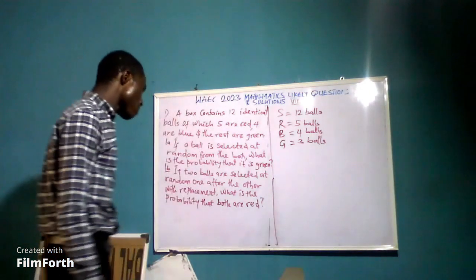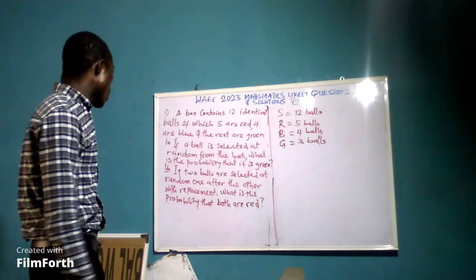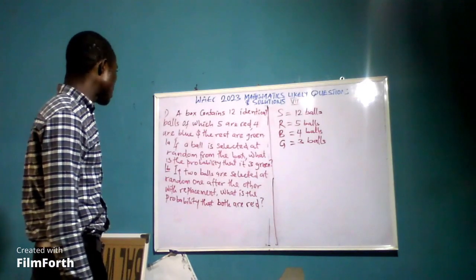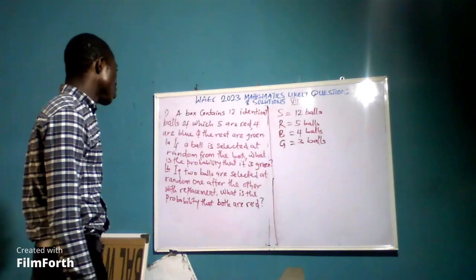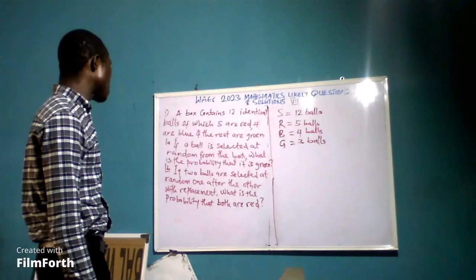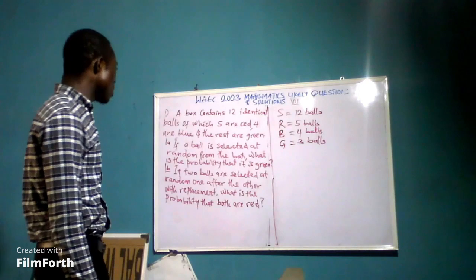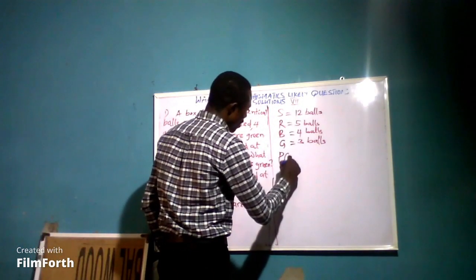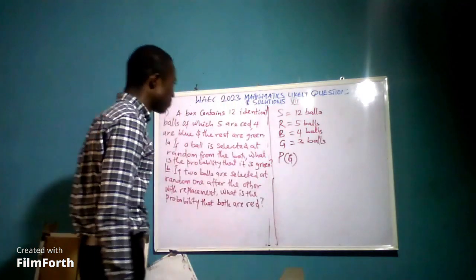Now, question 1A. We are given the condition that a ball is selected at random from the box, and we ask what is the probability that that single ball selected will be a green ball. That is, we are asked to look for the probability of a single green.